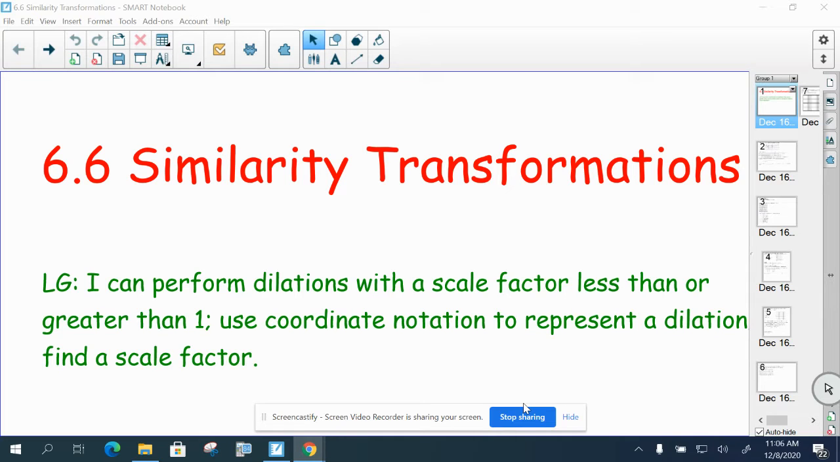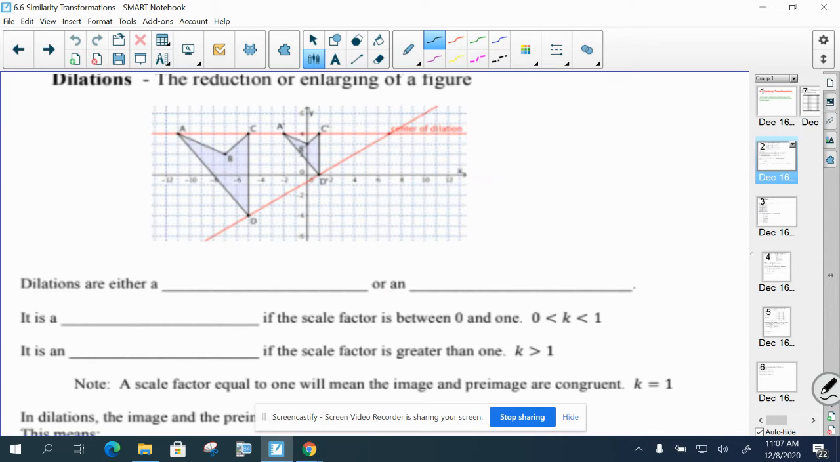Hi everyone, this is the last lesson of Unit 6 and it's about similarity transformations, which is your dilations. And you're probably wondering, well, didn't we just do dilations already? Well, today we're going to learn a little bit more about dilations and how you can do a dilation with a center that's not at the origin. So we're going to learn how to do that in this lesson and also go over some basics of dilations.